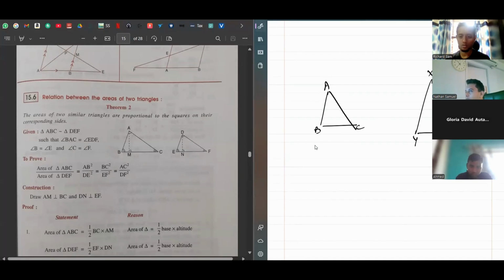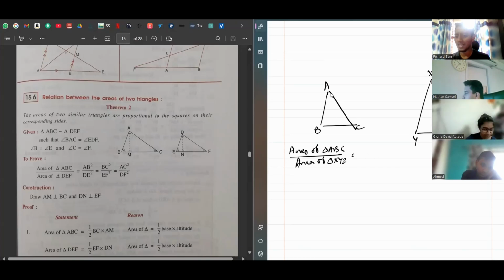Okay, so area of triangle ABC upon area of triangle XYZ will be equal to any of the corresponding sides if you square them. For example, AB, what is the corresponding side to AB? XY. So it will be AB square upon XY square. This is the relationship. Okay. The ratio of their areas will be the ratio of the squares of any of the sides.